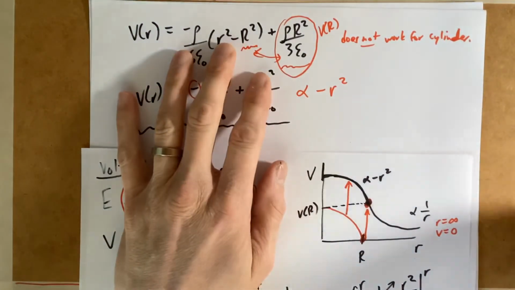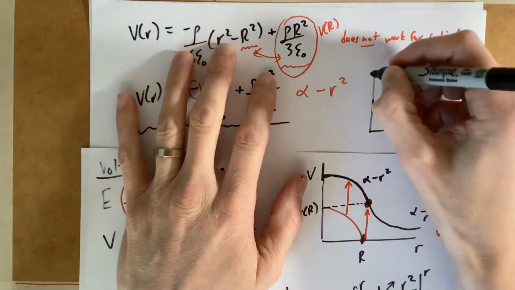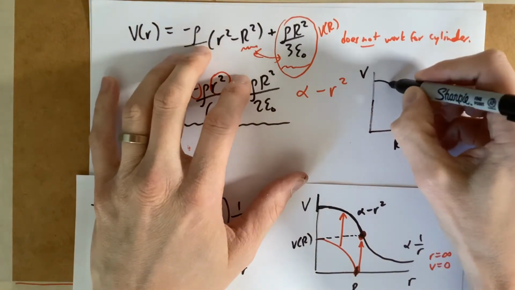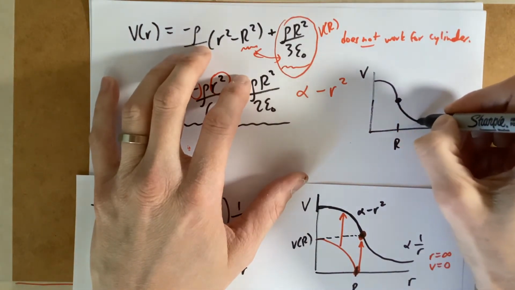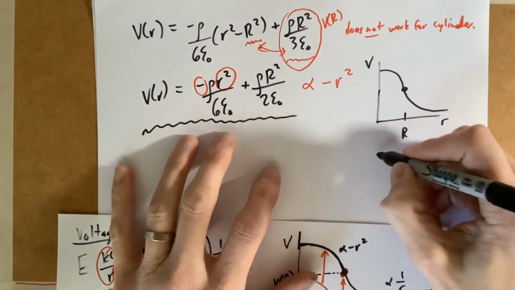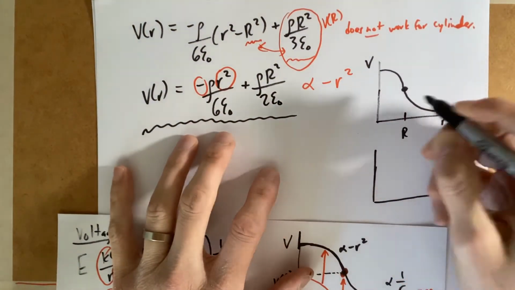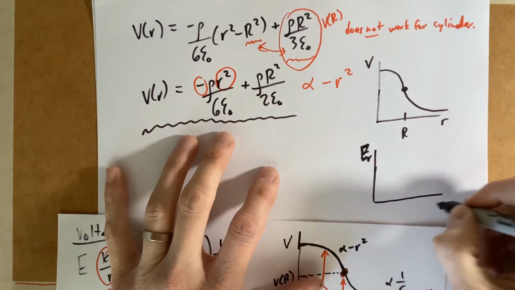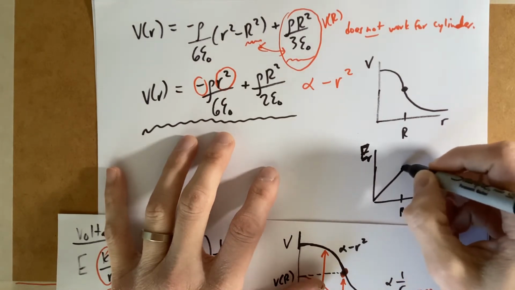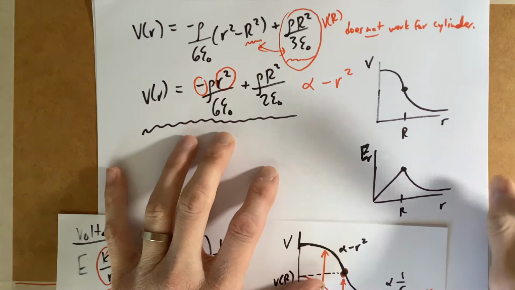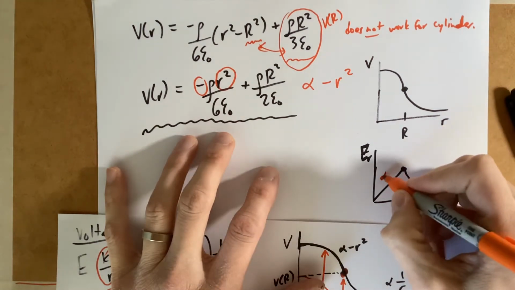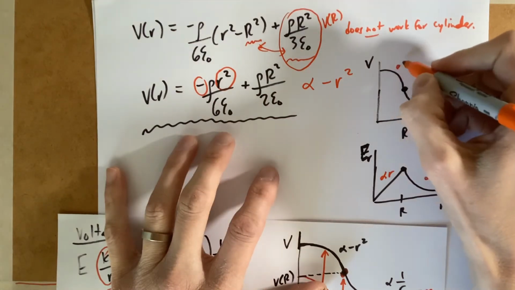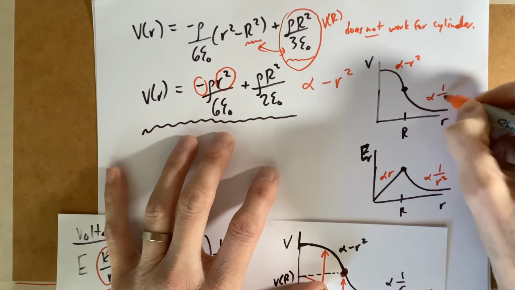I guess it's worth resketching here. My voltage function looks like this. There's my big R. It looks like this, a parabola that then goes like this. And let me resketch the electric field function as well and show you what that looks like. That's E versus R, and that looks like this. Okay, so let me put in the proportionalities here too, so you remember them. This is proportional to R. This is proportional to 1 over R squared. Over here, this is proportional to negative R squared, and this is proportional to 1 over R.